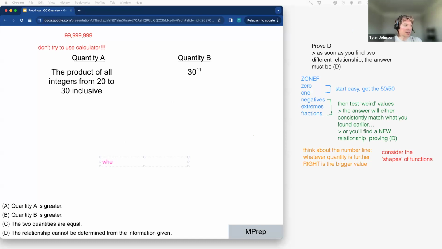So when you see giant numbers, don't compute them. Try to find a pattern or use logic instead.